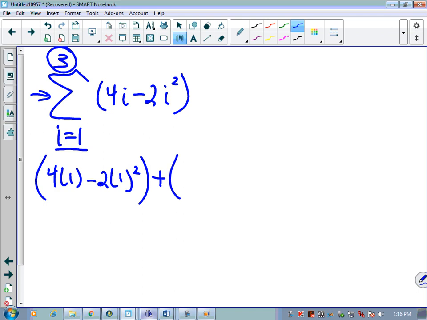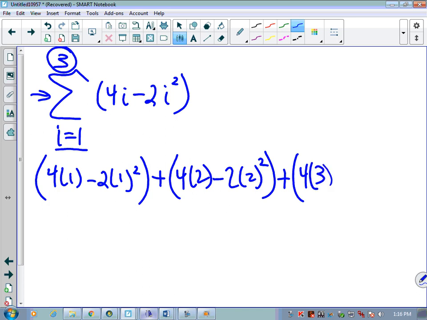Plus, because we're doing summation, then we move up 1. So 4 times 2 minus 2 times 2 squared, break. Plus, and because we're only going up to 3, okay, we're going to do 4 times 3 minus 2 times 3 squared, done. So I'm going to go through here, we'll break down these separate segments. 4 times 1 is 4, minus 2 times 1 squared, well 1 squared is 1, so I'm just getting minus 2. And so I'm getting 2 as my answer there.